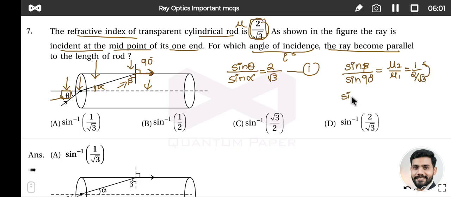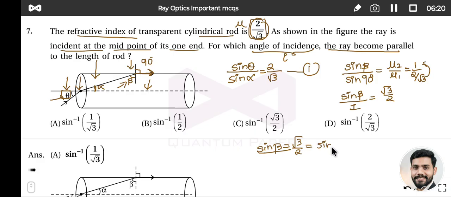So sin beta upon sin 90, which is 1, is equal to root 3 by 2. So sin beta upon 1 means sin beta only, which is equal to root 3 by 2. At what angle is sin root 3 by 2? Sin 60 degree. That means this beta value must be 60 degree. So we got the value of beta, that is 60.